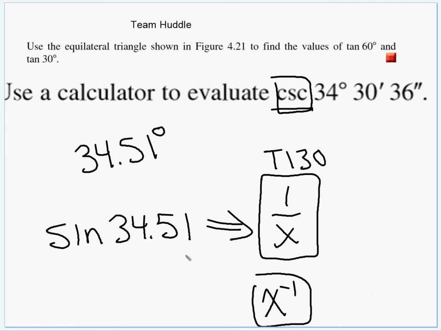So we punch that in our calculator, 34.51. We hit the sine key and then the 1 over x key, and I'm going to round this off to approximately 1.7651.